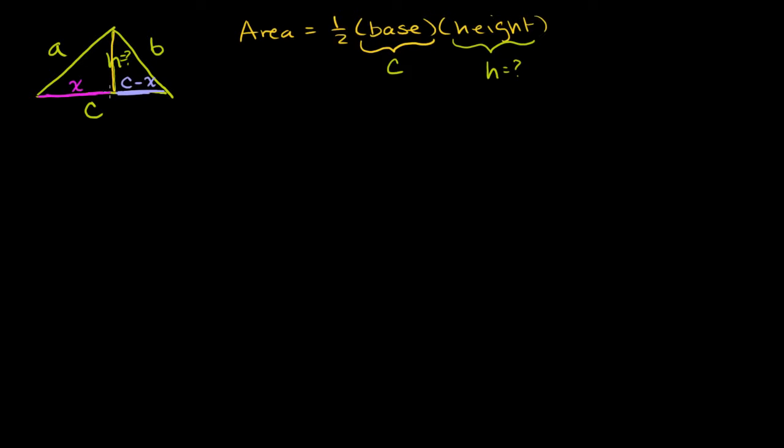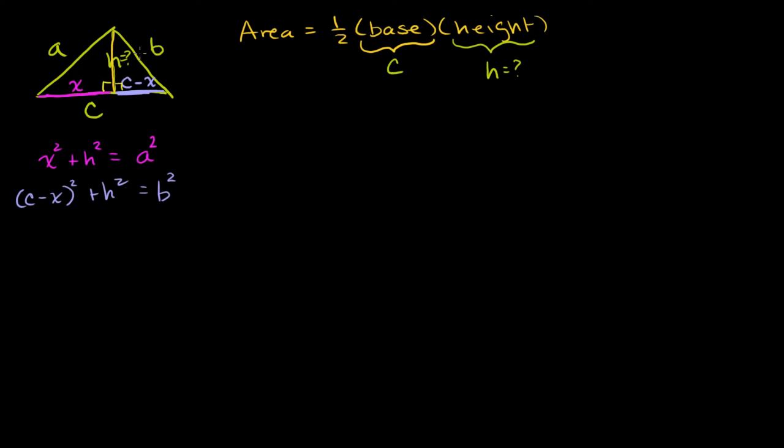And what I could do now, since these are both right angles, and I know that because this is the height, I can set up two Pythagorean theorem equations. First, I could do this left-hand side, and I can write that x squared plus h squared is equal to a squared. That's what I get from this left-hand triangle. And then from this right-hand triangle, I get (c minus x) squared plus h squared is equal to b squared.